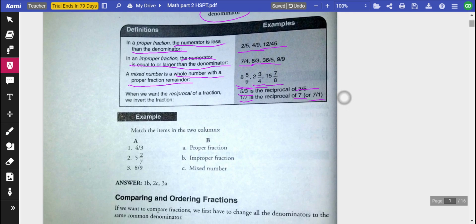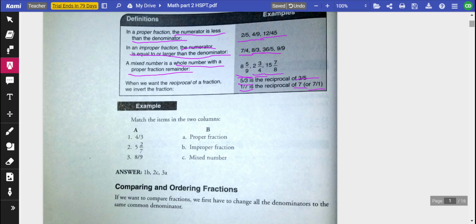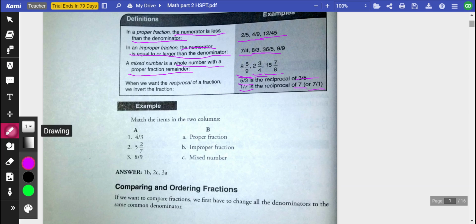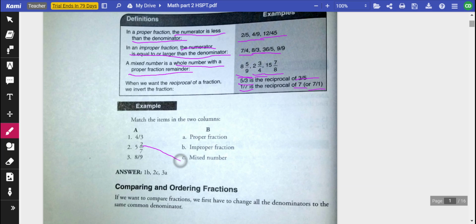For our first example here under fractions, they ask us to match the terms in the 2 columns. So they want us to match up who's the improper, who's the proper, and who's the mixed number. Well, first and foremost, we should already know that the mixed number is obviously the mixed number. It's the fraction and the whole number. So it's this one. So 2 goes with C. That we should already see.